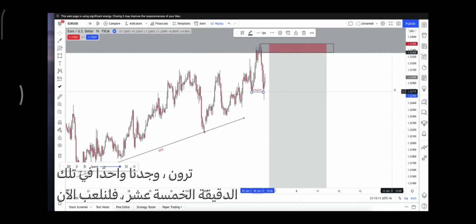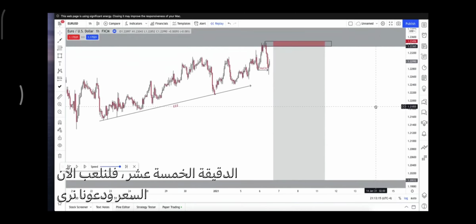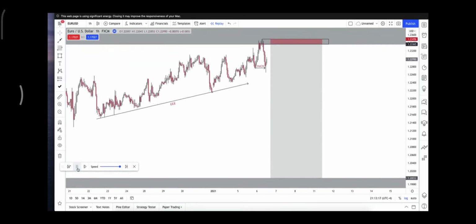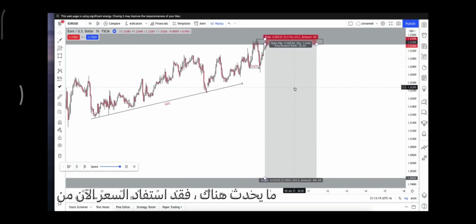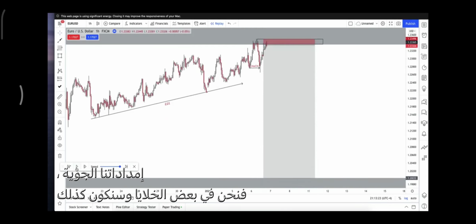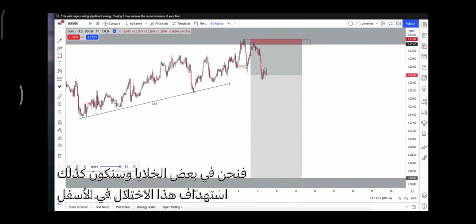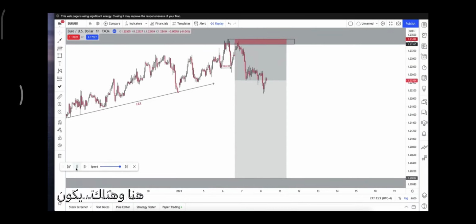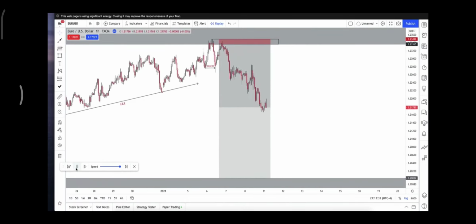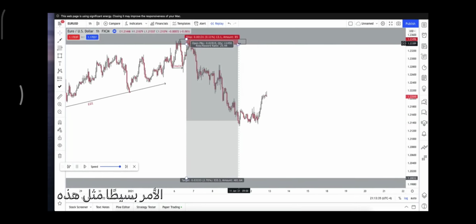So now let's play price and let's see what happens. There it goes. Price has now tapped into our area of supply. We're in sells, and we'll be targeting that imbalance down here. And there it goes. It's as simple as that.